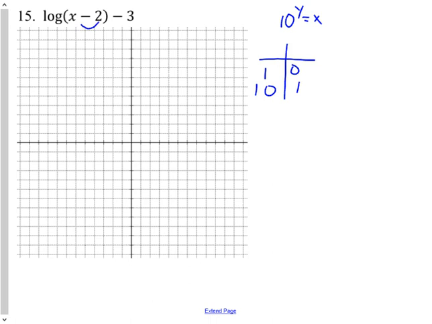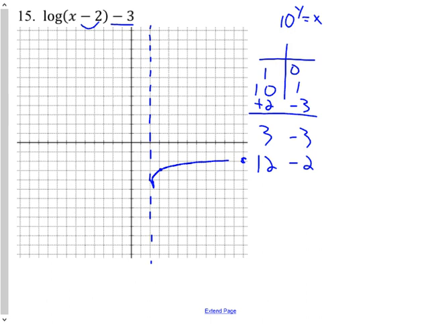Opposite of minus 2 is plus 2, so again, there's my asymptote. And then down 3. So plus 2, minus 3 for these points. 0 gives (3, -3), 1 gives (12, -2). So way at the end there. Again, the next point is going to be at, what, 102. So quite a ways away.